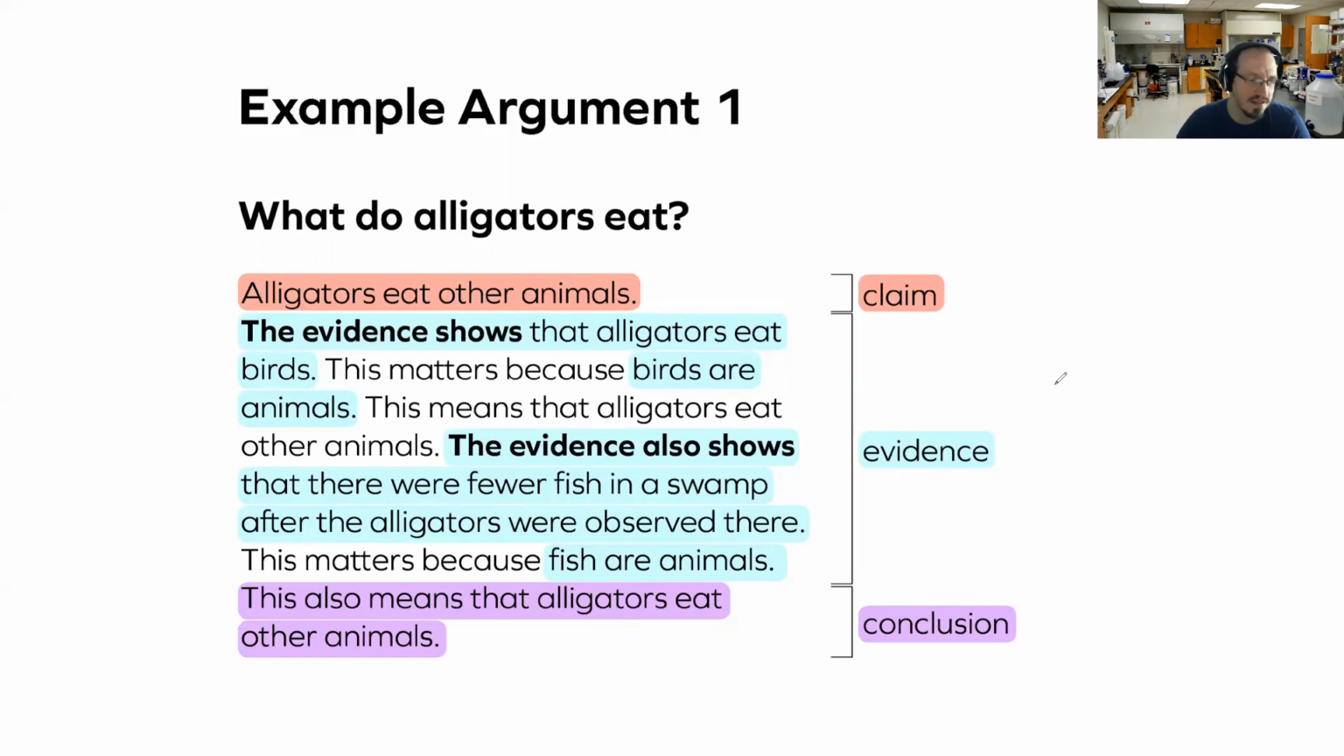So you'll also notice that the argument ends with a concluding sentence to just bring everybody back to what it was that you were trying to figure out here. So what were you arguing about? You were arguing that alligators eat other animals, and you're just wrapping it up by saying, hey, all this stuff that I pointed out right here means that alligators are eating other animals.